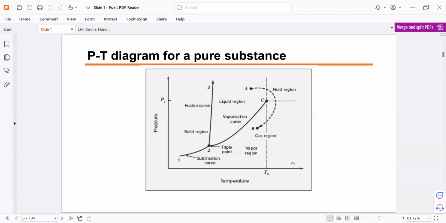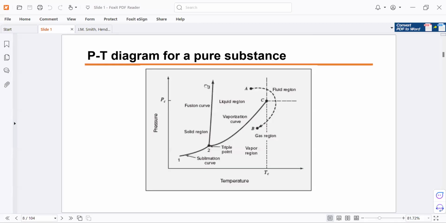Now let us discuss the parts of a PT diagram one by one. On the y-axis, you have the pressure, and you have the temperature on the x-axis. So we have curves and also points on the graph. The curves here separate the different phases. For example, the sublimation curve separates the solid from the gas region. The fusion curve separates the solid from the liquid, and the vaporization curve separates the liquid from the vapor. I'm sure that you have encountered this before in chem.